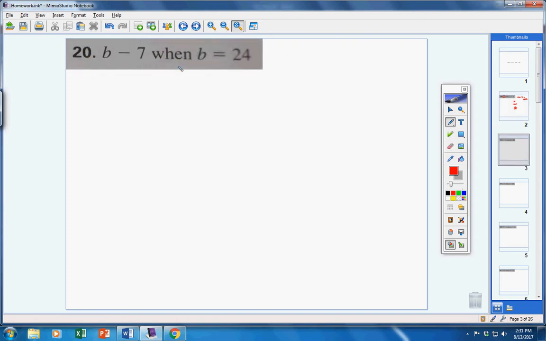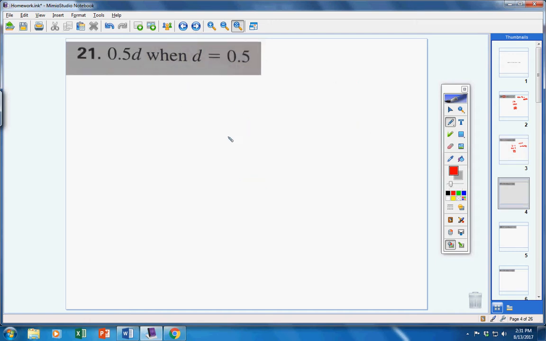Number 20. Your algebra expression is b minus 7. So where the b is, I will put a parentheses. And now I have 24 minus 7, which is 17. Okay? So we're simply substituting and then evaluating. Okay? Substituting and then evaluating.